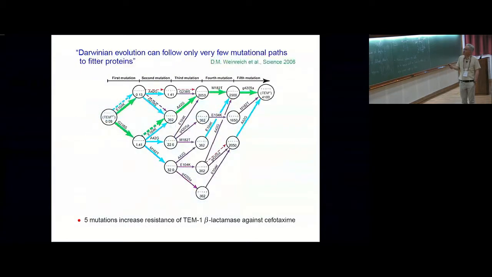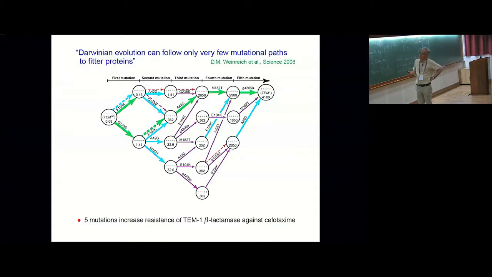This is by now a very, very famous example, and at least for me, this is the example that triggered my interest in this field. This was a paper by Daniel Weinreich and collaborators with a nice title, Darwinian Evolution Can Follow Only Very Few Mutational Paths to Fitter Proteins. What they studied was a certain enzyme in bacteria, in E. coli, that confers resistance to a certain type of antibiotics. So there's an antibiotic resistance enzyme.